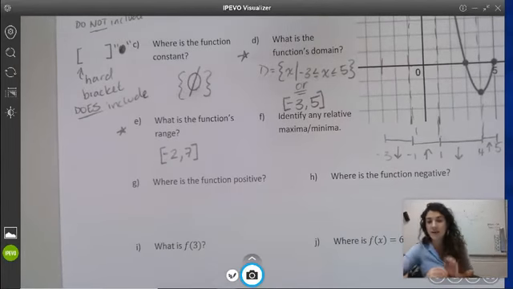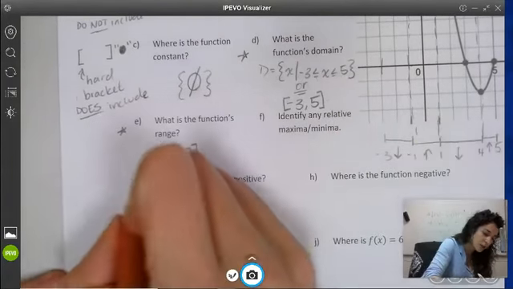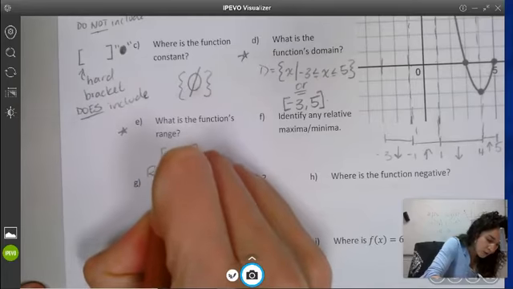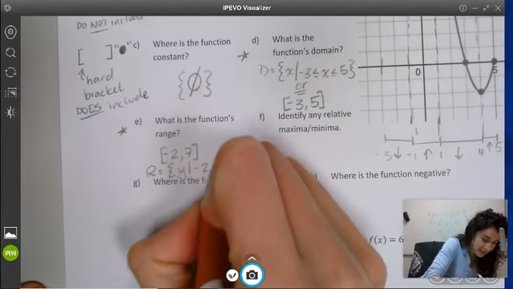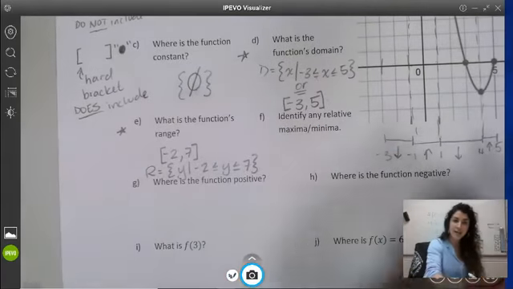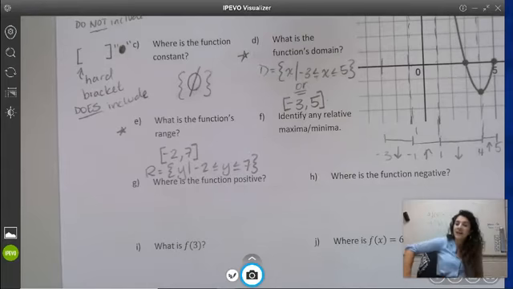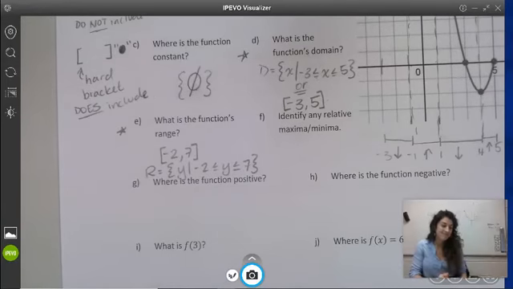If you wanted to write it in set notation, so this guy is set notation, this is interval notation, you would write it as R equals curly bracket y such that -2 is less than or equal to y, which is less than or equal to 7. It's kind of a mouthful way to write it, and that's a mouthful way to say it, but it does kind of look really smart, so that's always fun.